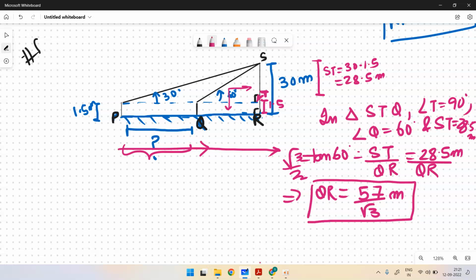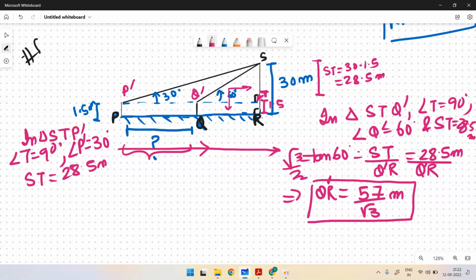You have to calculate PQ, PR. Oh sorry, this is my Q dash, and this is my P dash, so Q dash R. So in triangle STP dash, you see that angle T is 90 degrees, and angle P dash is 30 degrees, and ST is 28.5 meters. So you can calculate PR.